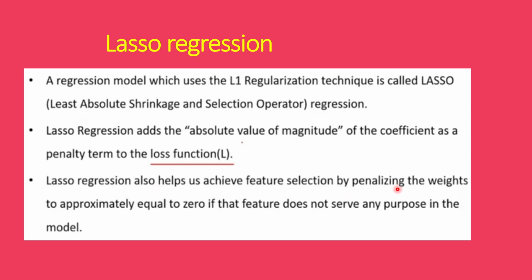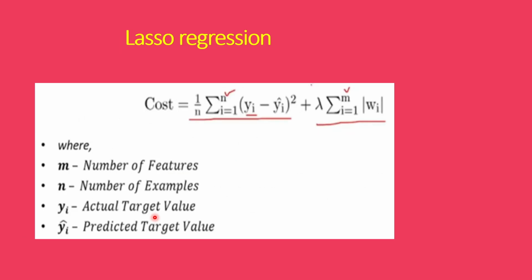Lasso regression also helps us achieve feature selection by penalizing the weights to approximately equal 0 if that feature does not serve any purpose in the model. That means we are adding a penalty term to our loss function, so we can assign any feature's weight equal to 0. This is the formula for the loss function. Here Wi indicates the weight to which we are adding the penalty in our loss function, and this is the magnitude of the weight.